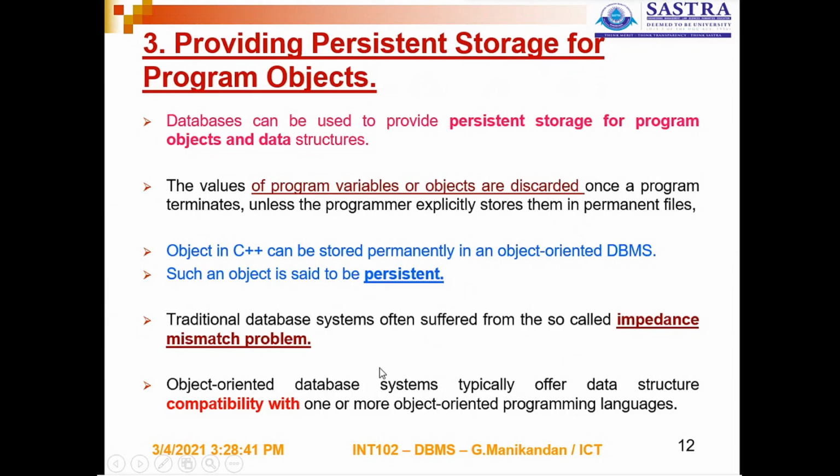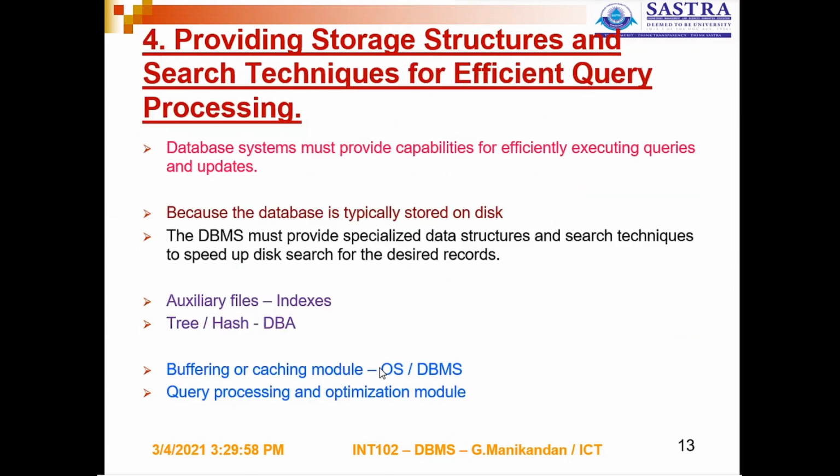So there is a mismatch between the data structure in the source and in the target. Okay. So that is the third advantage. So the fourth one is providing storage structure and search techniques for efficient query processing.